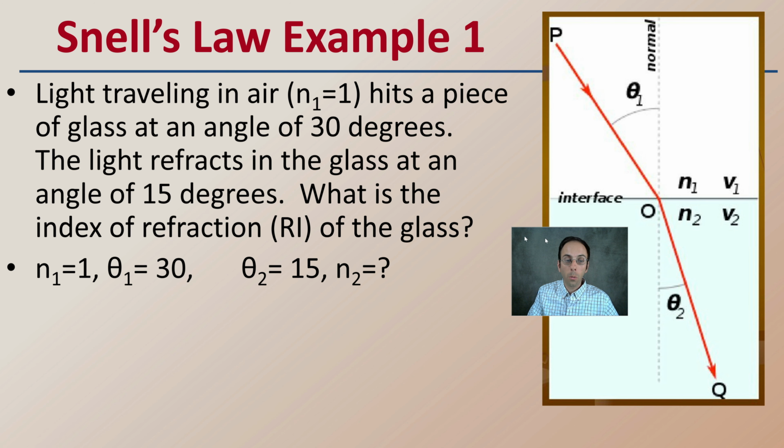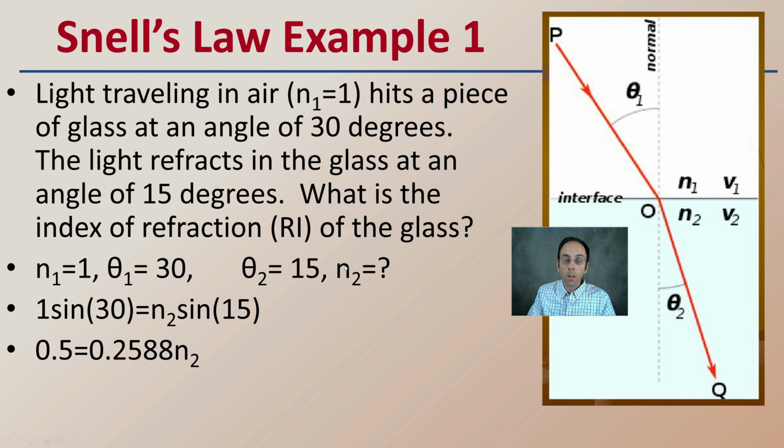So if we go back to that equation, we plug everything in. 1 times the sine of 30 equals the refractive index of substance 2 times the sine of 15. So how does that look? 0.5 is going to equal 0.2588 times n2. Solving for n2, we get that n2 has a refractive index of 1.93. So what is the index of refraction of the glass? The answer would be 1.93.